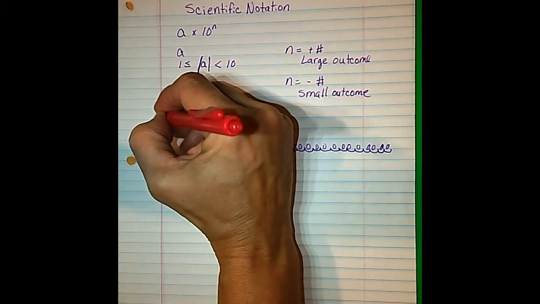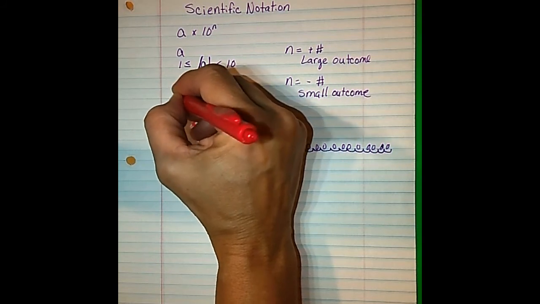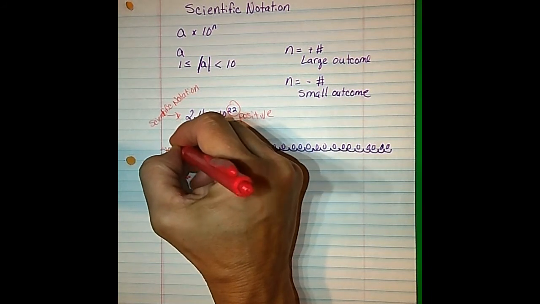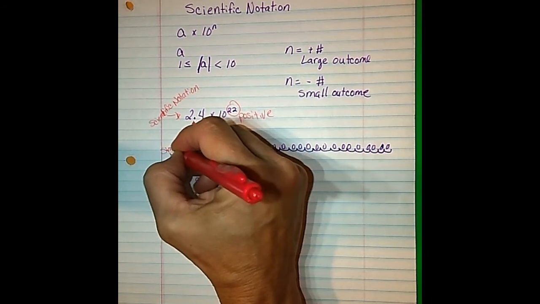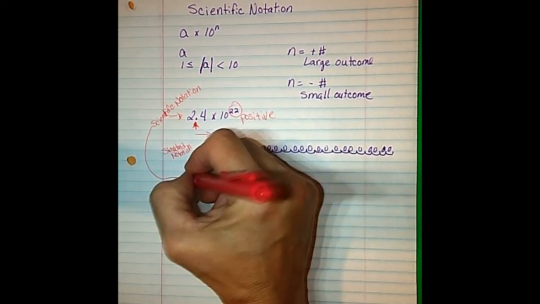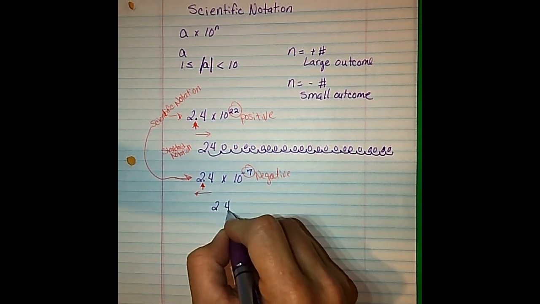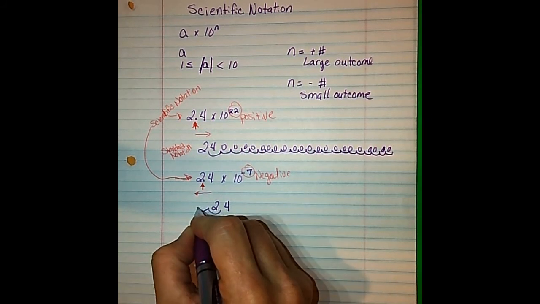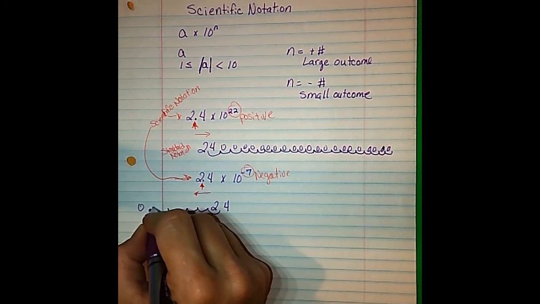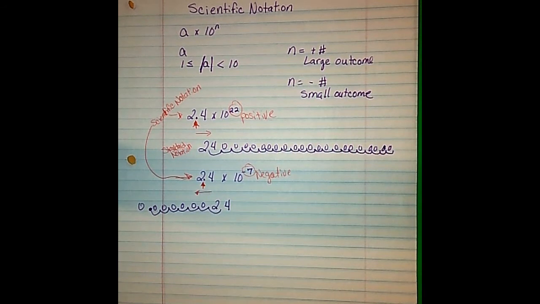Scientific notation, and this is standard. This is what we're used to seeing. So let's take this 2, 4, and let's grab it and go 1, 2, 3, 4, 5, 6, 7. And my decimal would go there. And we have it written in standard form.